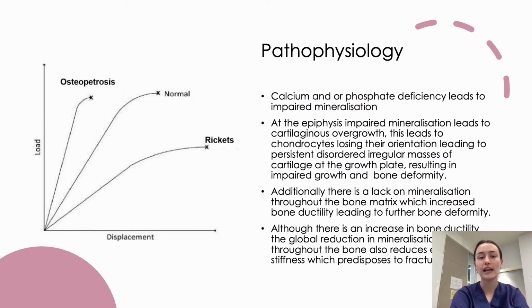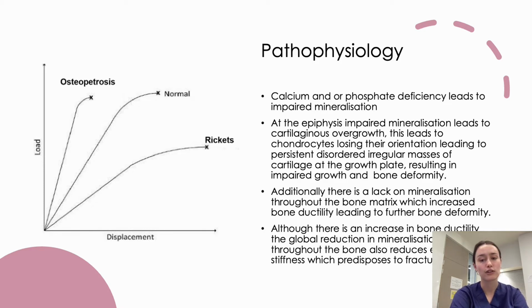So pathophysiology: calcium and phosphate deficiency can lead to impaired mineralisation. At the epiphysis, impaired mineralisation leads to cartilaginous overgrowth. This leads to chondrocytes losing their orientation, leading to persistent, disordered, irregular masses of cartilage at the growth plate. And this, in turn, results in impaired bone growth and deformities. Additionally, there'll be a lack of mineralisation throughout the whole bone matrix, which will increase the ductility of the bone, because we know the mineralisation is what gives it that strength, leading to further bone deformity.